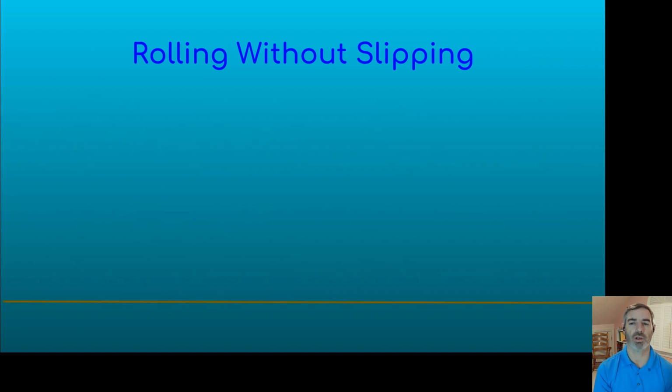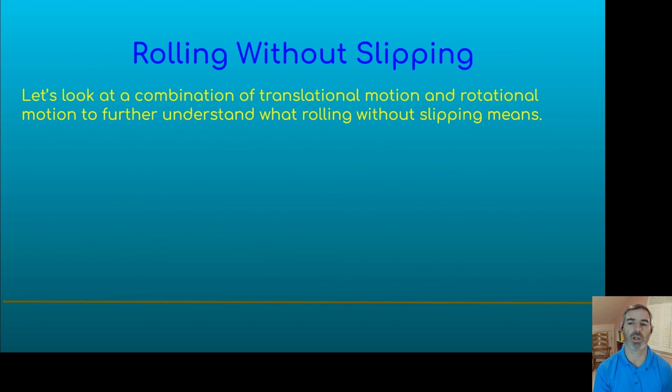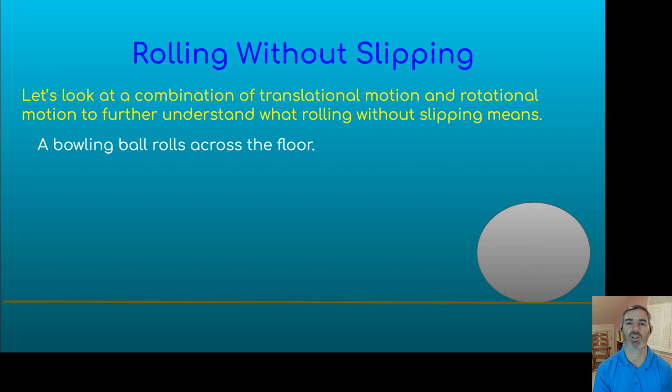Let's look at a combination of the two types of motion, translational motion and rotational motion, for a bowling ball rolling across the floor. If this was just moving translationally, it would just be sliding. All of its mass would be moving in the same direction. The center of mass is moving with the velocity of the center of mass, but because translationally there is no spinning, all the mass is moving at the same speed, like a box moving across a floor. So the velocity of the center of mass is the value for any mass at any point on that ball.